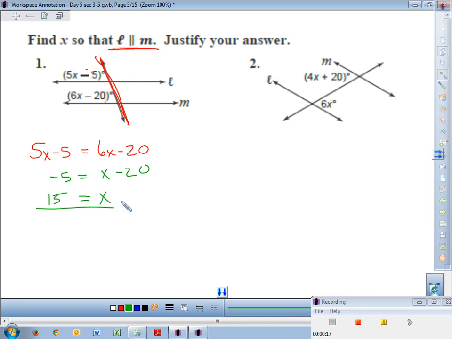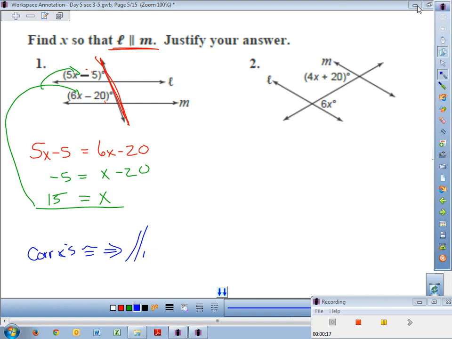If x was 15, that would force these corresponding angles to be congruent, which would then prove that those lines are parallel. So to justify, we forced our corresponding angles to be congruent. And that implies that those two lines, in this case L and M, are parallel. Pay attention how many times I don't put the L in the word lines. It happens to me like every time. Corresponding angles congruent implies parallel lines.